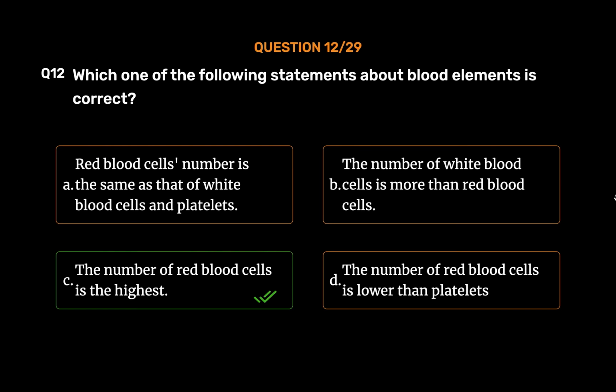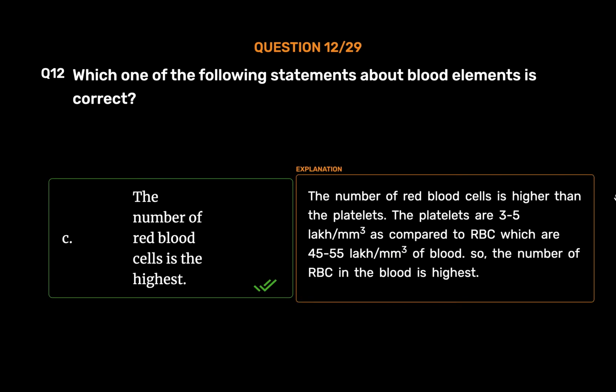The number of red blood cells is the highest. The number of red blood cells is higher than the platelets. The platelets are 3 to 5 lakh per cubic millimetre as compared to RBC, which are 45 to 55 lakh per cubic millimetre of blood. So, the number of RBC in the blood is highest.